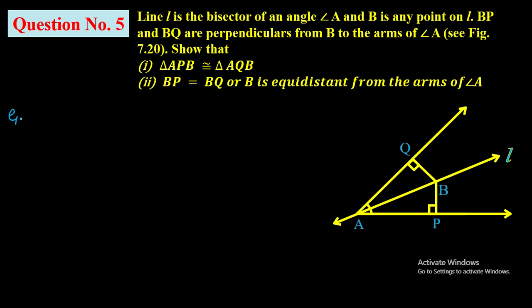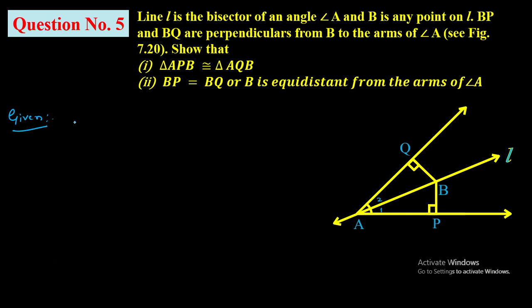In question number 5, we are given that line L is the bisector of angle A. That means it divides angle A into two equal parts. So let's suppose the two parts as angle 1 and angle 2. And B is any point on this line L. Now, two perpendiculars BP and BQ are drawn from this point B on the arms of the angle A. Now we have to show that triangle APB is congruent to triangle AQB, and then we also have to prove that BP is equal to BQ.